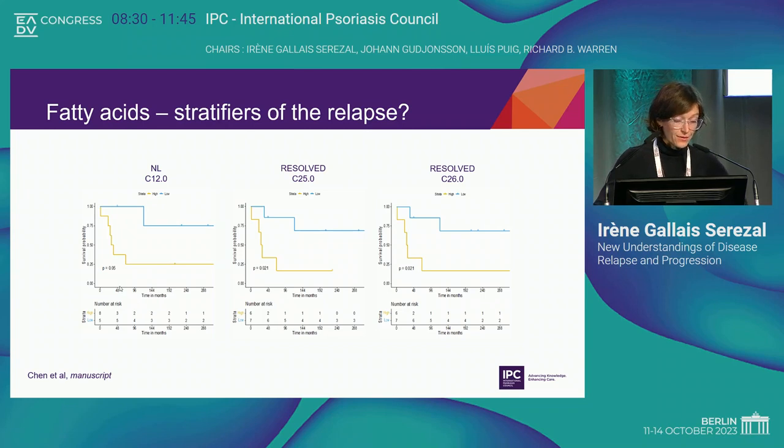Here you have the time to relapse in months, and the proportion of certain fatty acids, so C12, C25, C26, and you see that the time to relapse differs depending on whether it's a high level of detection or a low level of detection.